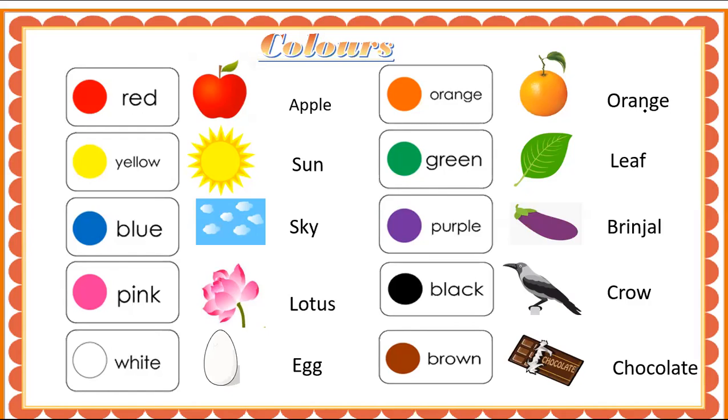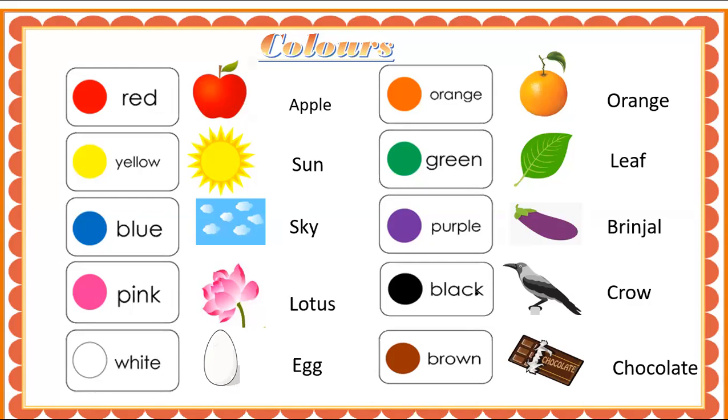Next, orange, O-R-A-N-G-E, orange. Orange is in orange color. G-R-E-E-N, green. What is the color of the leaf, children? Green. Yes. P-U-R-P-L-E, purple. Purple, brinjal is in purple color. Yes?